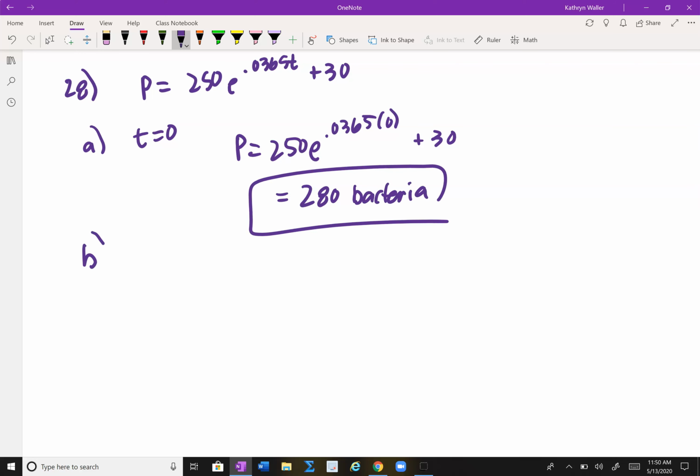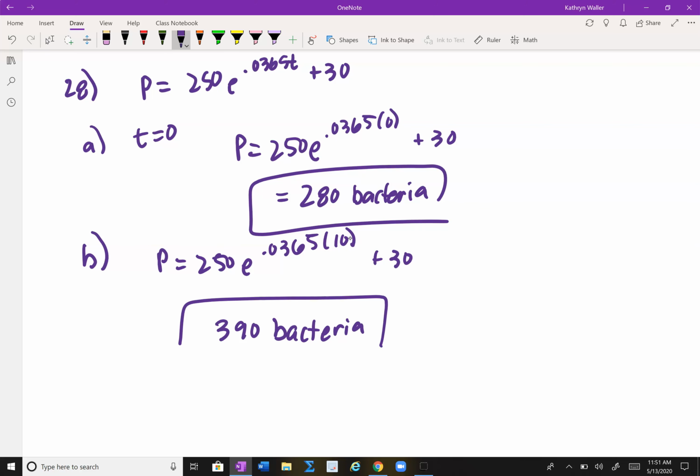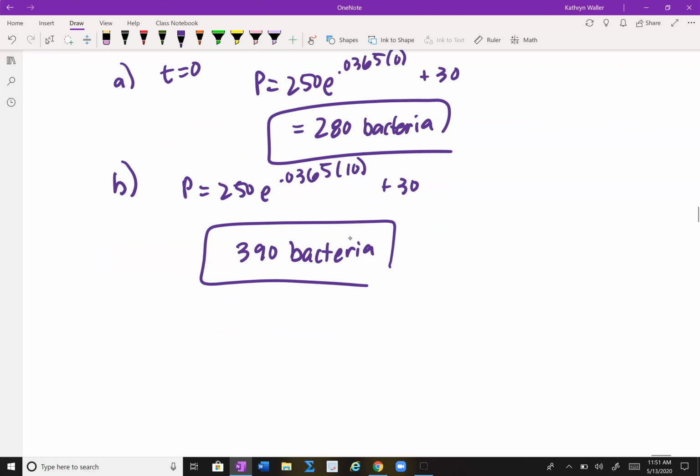Okay, part B, what will the population be after 10 hours? So that's easy. You're just going to put in a 10 right there where you see your T. Okay, so grab your calculator and go 250 e to the 0.0365 times 10, close it, plus 30, hit enter, and I get 390. You're always going to round to the nearest whole, even if they don't tell you, on people or bacteria.